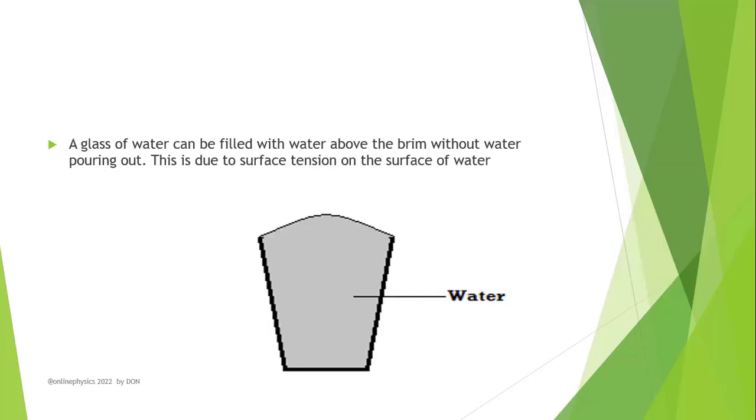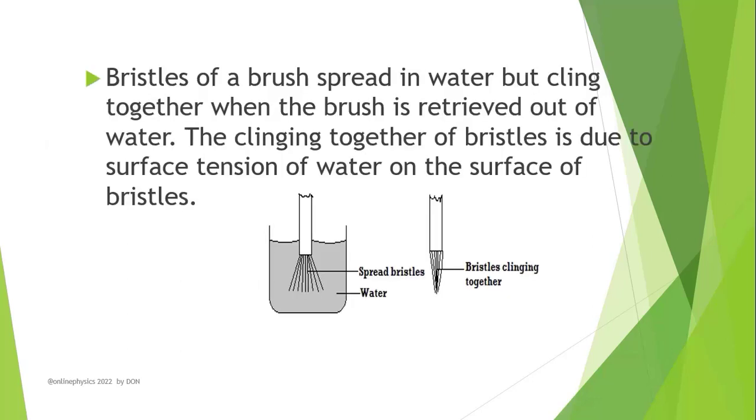Then, when we have a glass of water that can be filled with water above the brim without water pouring out, this is due to the surface tension on the surface of water. So that is also another good example. Then another example is bristles of a brush spread in water but cling together when the brush is retrieved out of water. The clinging together of bristles is due to the surface tension of water on the surface of bristles.